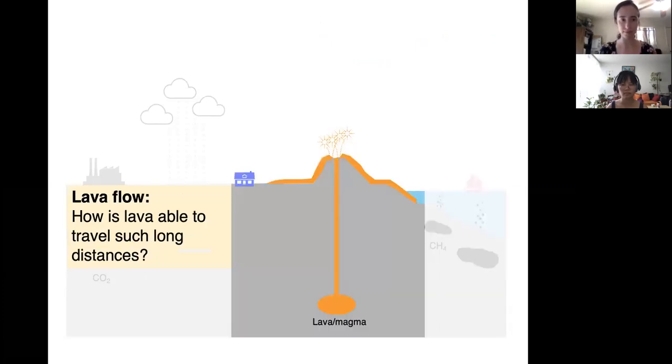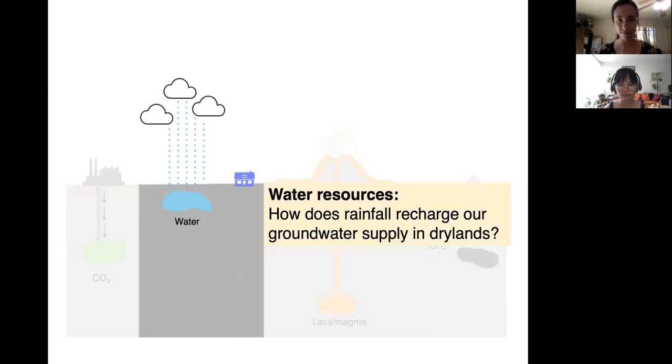With my current host, Michael, we're looking at how lava flows on land, and particularly I'm curious about how lava is able to travel such long distances on planetary surfaces. And I've also delved into questions related to water resources and hydrology, and that's actually going to be the focus of my talk today.